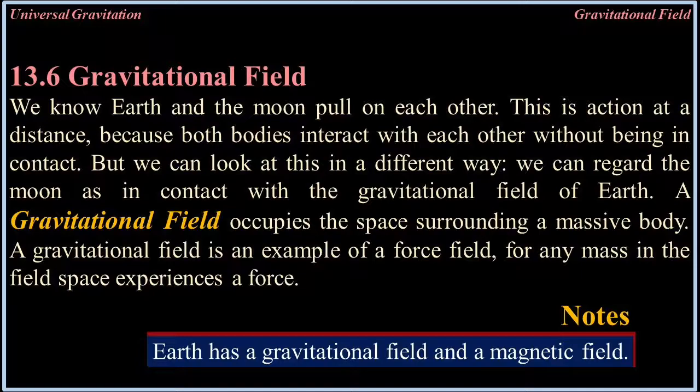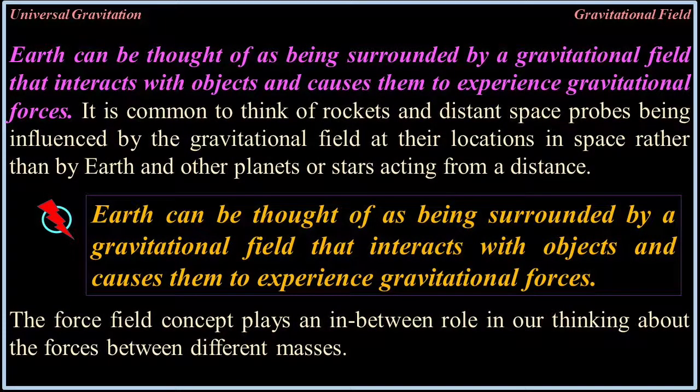Notes: Earth has a gravitational field and a magnetic field. Earth can be thought of as being surrounded by a gravitational field that interacts with objects and causes them to experience gravitational forces. It is common to think of rockets and distant space probes being influenced by the gravitational field at their locations in space rather than by Earth and other planets or stars acting from distances. The force field concept plays an in-between role in our thinking about the forces between different masses.